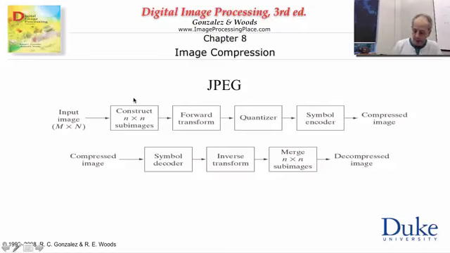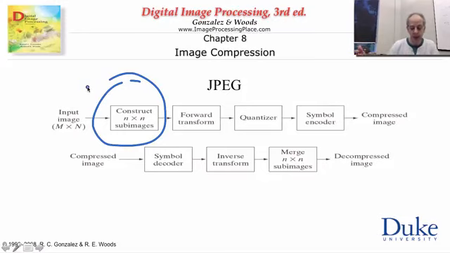Now that we have the 8x8 blocks for each one of the planes, the YCbCr, we are ready to go into the forward transform. So the first thing we need to understand is, why are we going to do a forward transform?